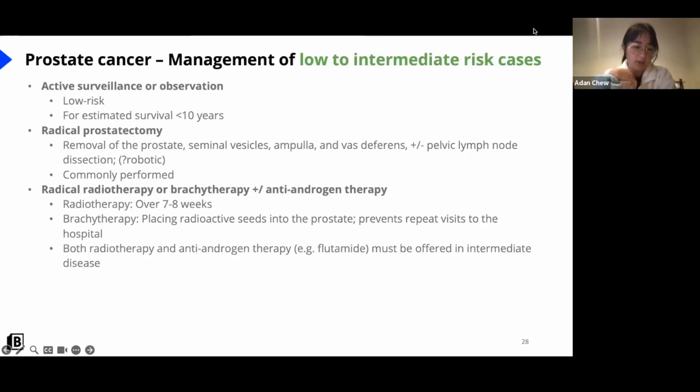So radiotherapy is usually done over 7 to 8 weeks, and it would usually be dependent on how severe your cancer is. And then brachytherapy would be placing radioactive seeds in the prostate, so the patient doesn't need to go back to hospital again and again like radiotherapy needs to. So both radiotherapy and hormonal therapy must be offered in intermediate disease. So a CPG of 2 or 3, you would need to offer that.